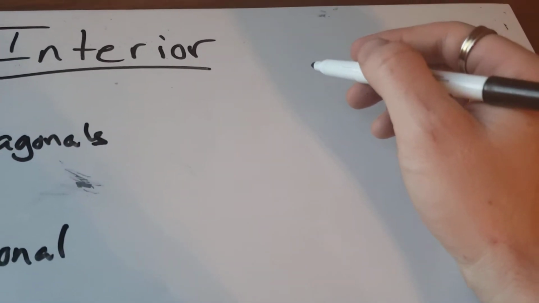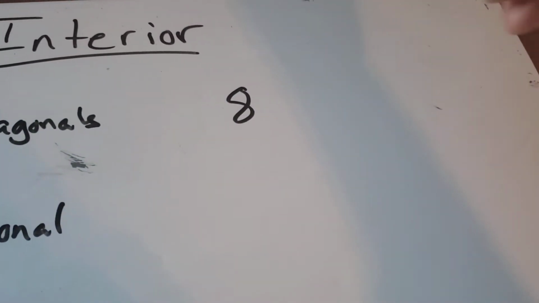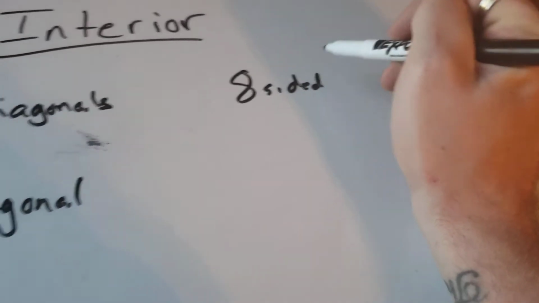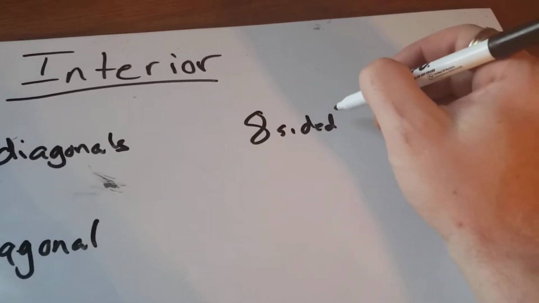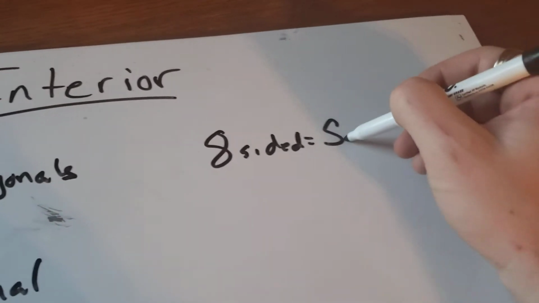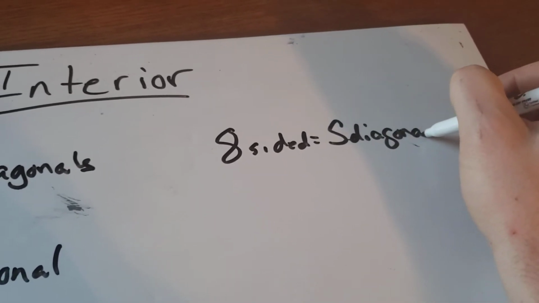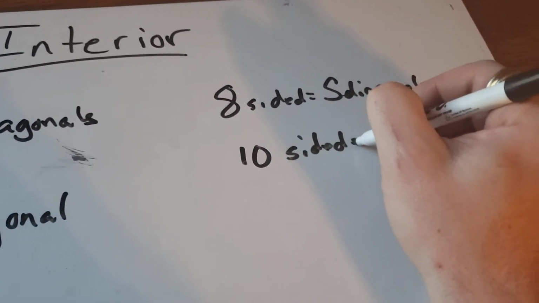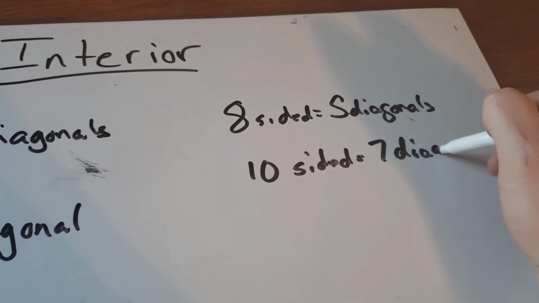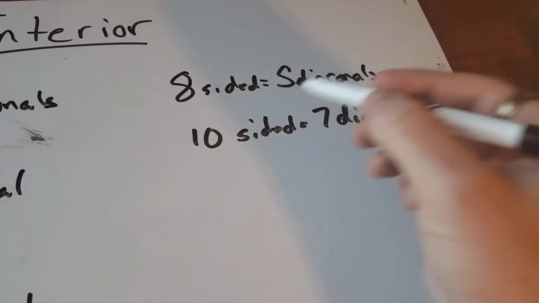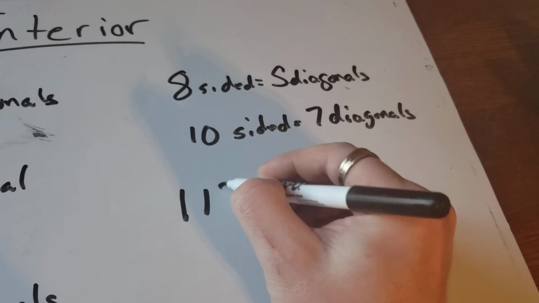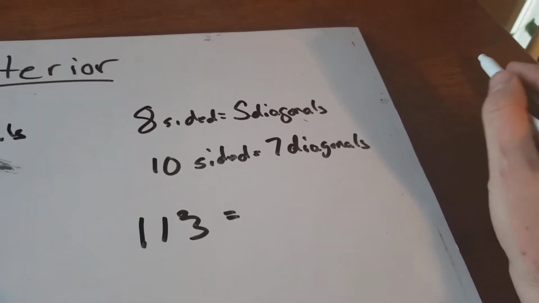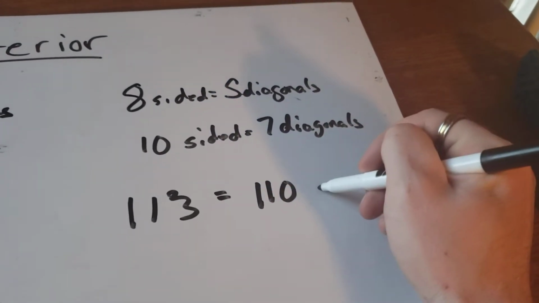All right, I'm going to give you a couple other shapes, and I want to see if you can figure it out. All right, so let's say I have an 8-sided shape. I'm going to tell you that an 8-sided shape has 5 diagonals. All right, let's look at a 10-sided shape. I'm going to tell you that it has 7 diagonals. All right, let's say we have a 113-sided shape. It is going to have, make a prediction, 110 diagonals.